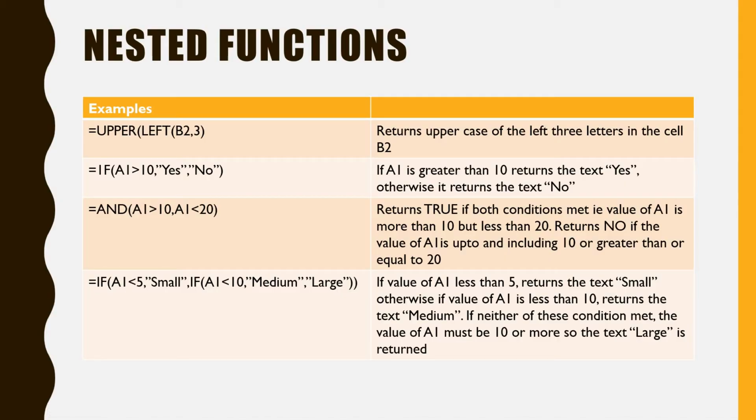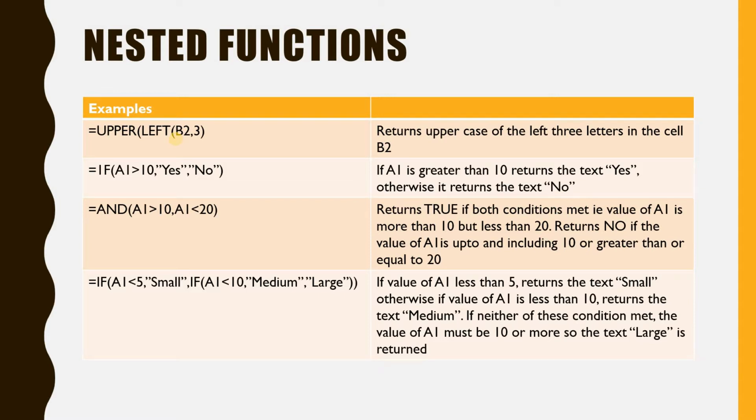Individual functions can be combined with each other to form more complex functions. When one of the values within a function is itself a function, this is known as a nested function. An example of nested text functions is =UPPER(LEFT(B2,3)), which would return the uppercase of the left 3 characters in cell B2.